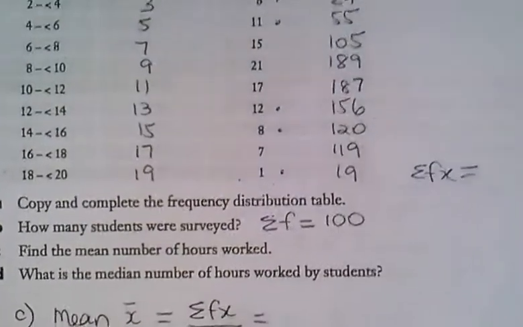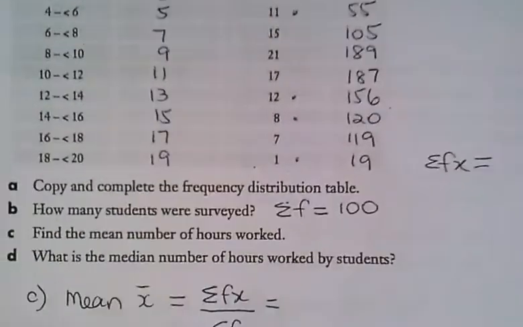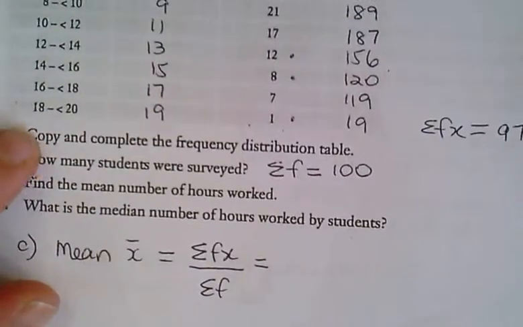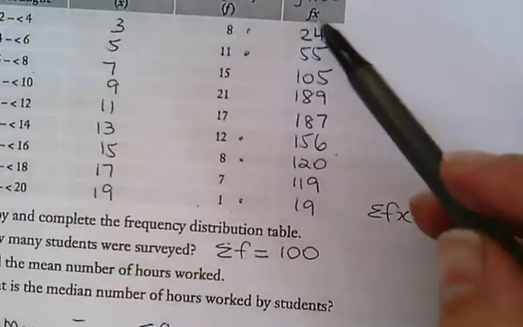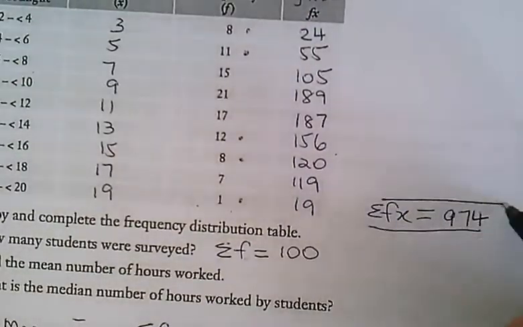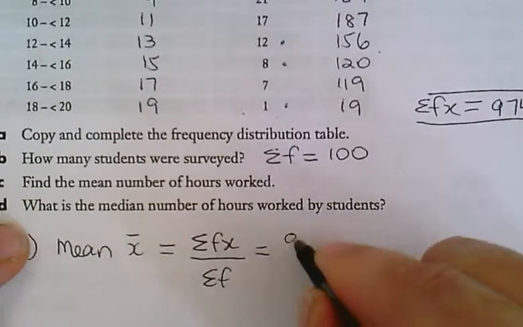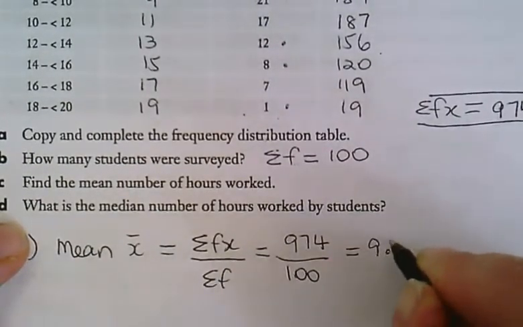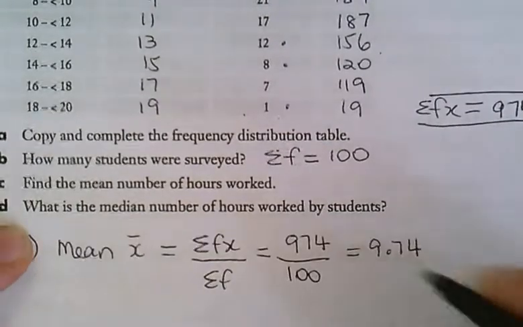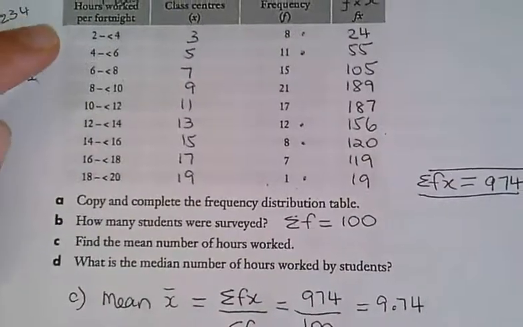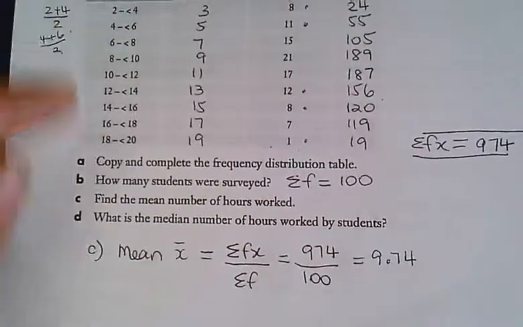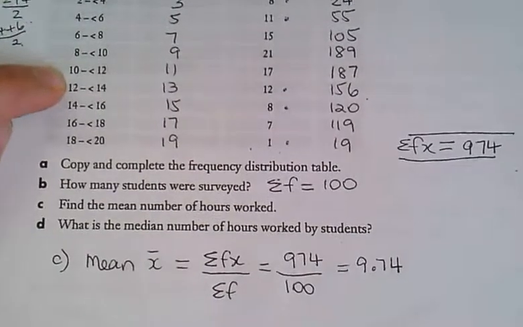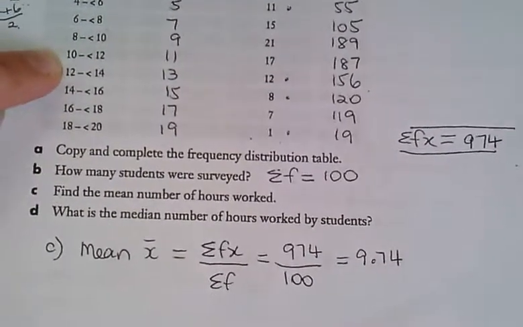Has anyone done that yet? Yes, what have we got? Sorry? 974. So, good. If I add up the fx column, my sigma fx is 974. So my mean is 974 over 100, which is 9.74. That makes sense. Remember, we're asking how many hours these kids worked in a fortnight, and our average is 9.74 hours. That's good. You wouldn't say they worked 97 hours, would you?